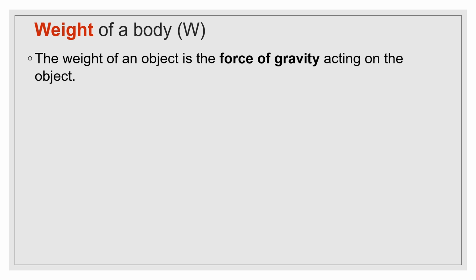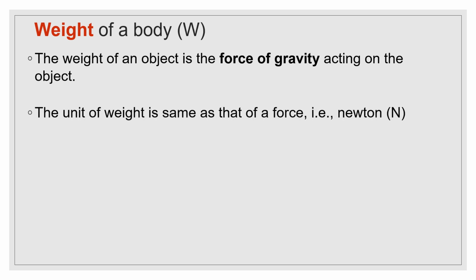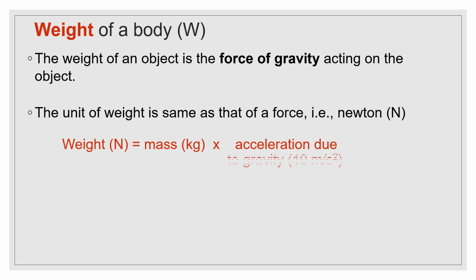So, what is the weight of a body? We know that the weight of an object is the force of gravity acting on the object. The unit of weight is same as that of a force, that is Newton. We can get the weight of a body by multiplying the mass in kilograms and the acceleration due to gravity, which is 10 meters per second squared. So we get W = mg.